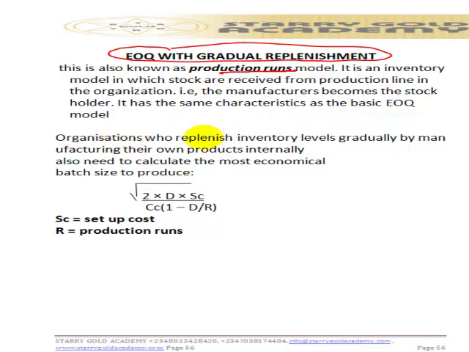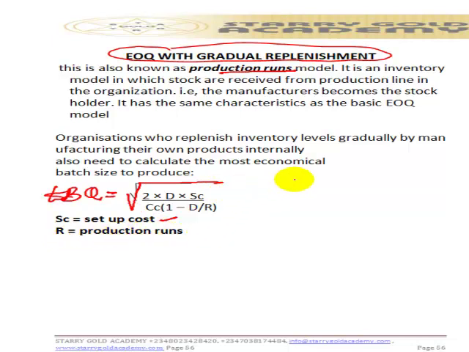The organization will replenish inventory levels gradually by manufacturing their own product internally. It also needs to calculate the most economic batch size to produce. So in this case, we will be calculating economic batch quantity with the formula square root of D into SC over CC into 1 minus D over R. SC in this case means setup cost, R means production runs.